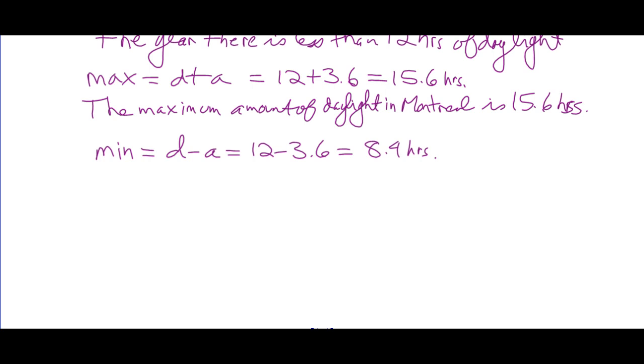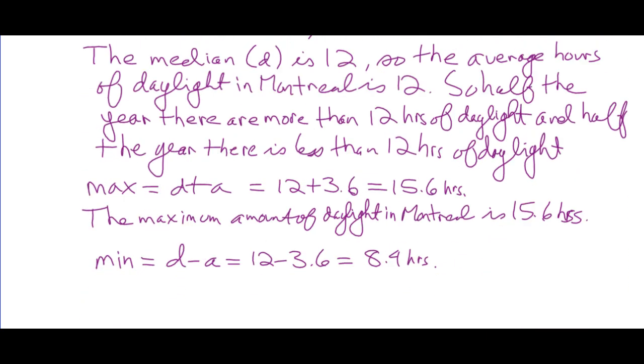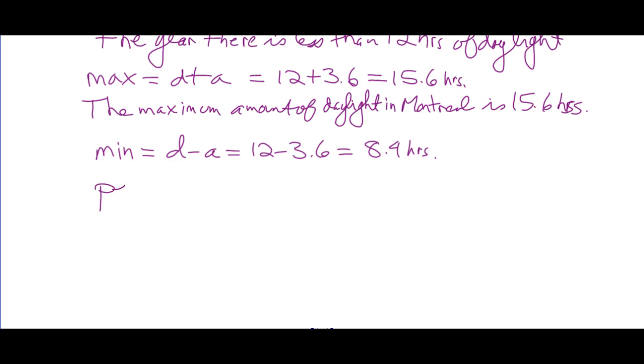So we got the midline. We use the amplitude to get max and min. What else can we say about this? What are we going to do with the B value? The period is equal to 2 pi divided by 0.017, which is equal to what? Somebody want to do it? Give me a number. 369.6, rounded.